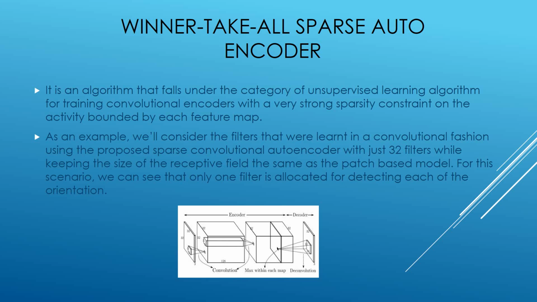It provides a technique for directly learning a convolutional autoencoder. This algorithm uses all the aforementioned learning literature. As an example, we'll consider the filters that were learned in a convolutional fashion, used in the proposed architecture of the sparse convolutional autoencoder with just 32 filters, while keeping the size of the receptive field the same as the patch model. For this scenario, we can see that one filter is allocated for detecting each of the orientations, which is depicted in the image below.